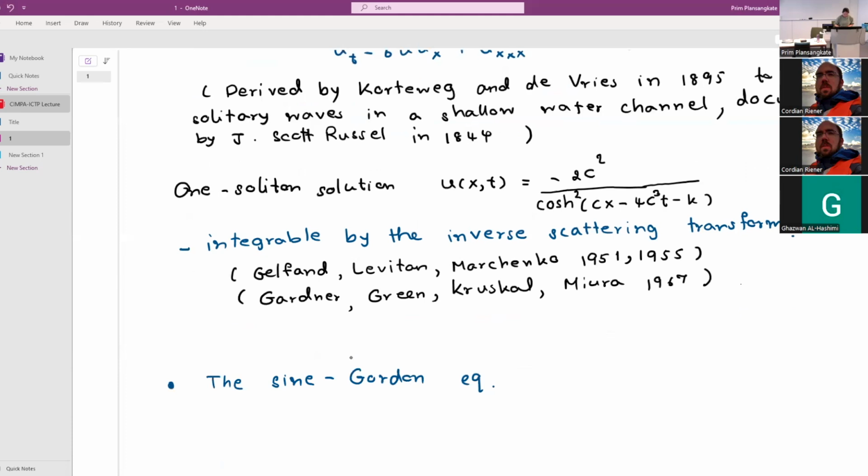This equation here is a partial differential equation of two variables, again like the KdV. And this is for Sine-Gordon. This is the sine function. It appears in the study of surfaces in R3 with constant negative Gaussian curvature.